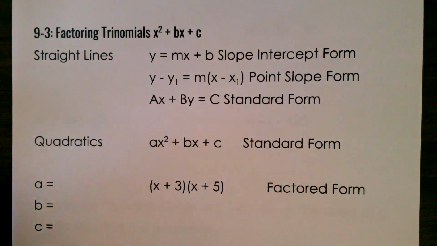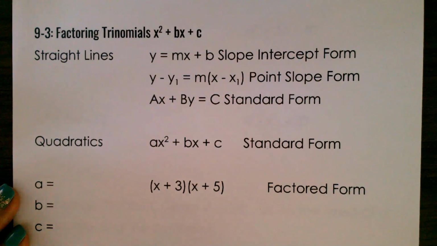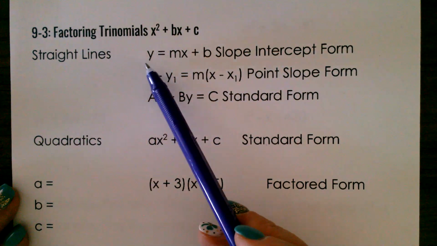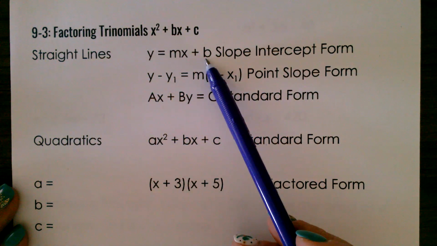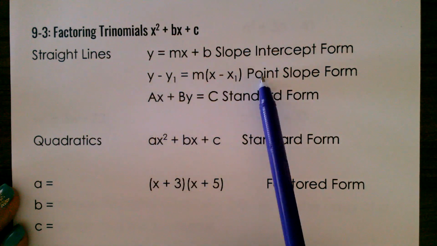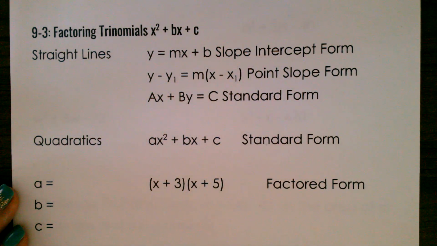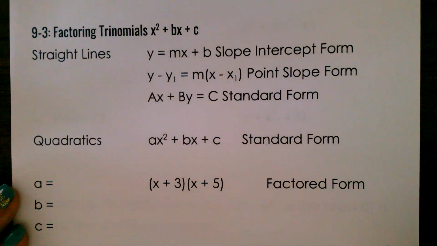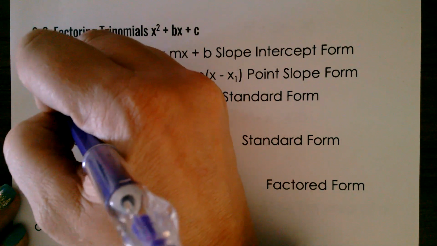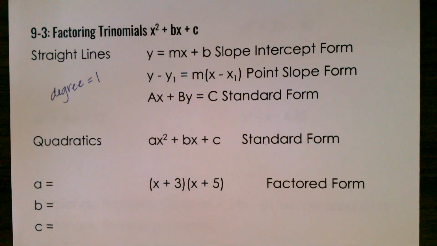I want to do a little bit of review. We really worked with straight lines. You started that back in pre-algebra. We know y equals mx plus b is slope-intercept form for a straight line. We use point slope form, and then of course standard form. Remember, in all of these, the degree is 1. So there will be 1 x intercept.